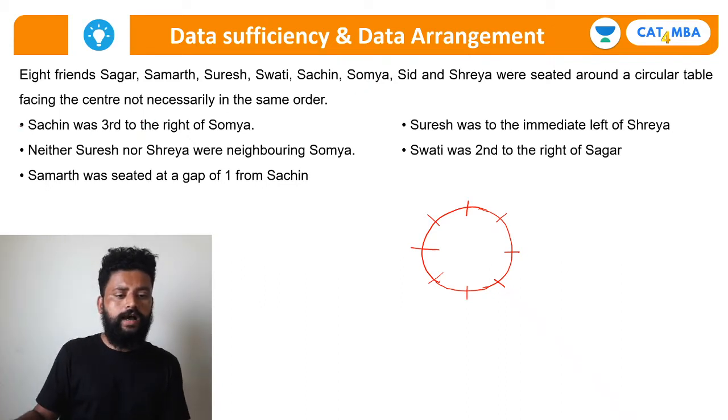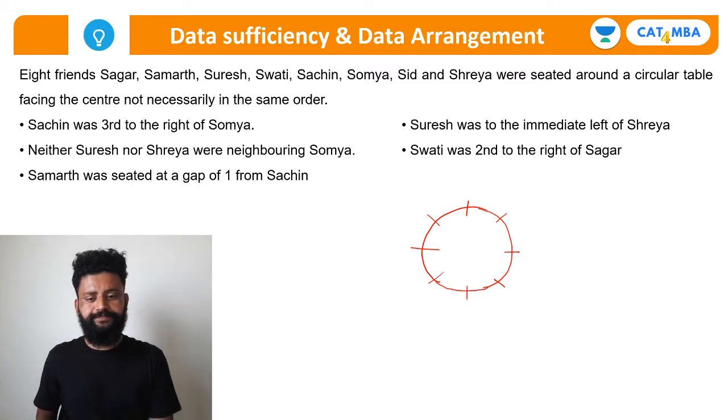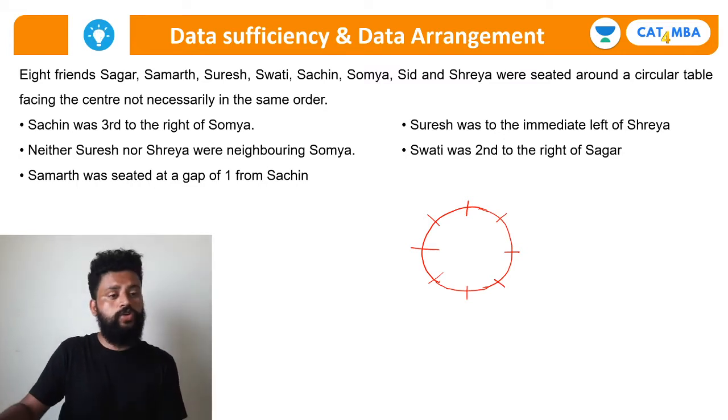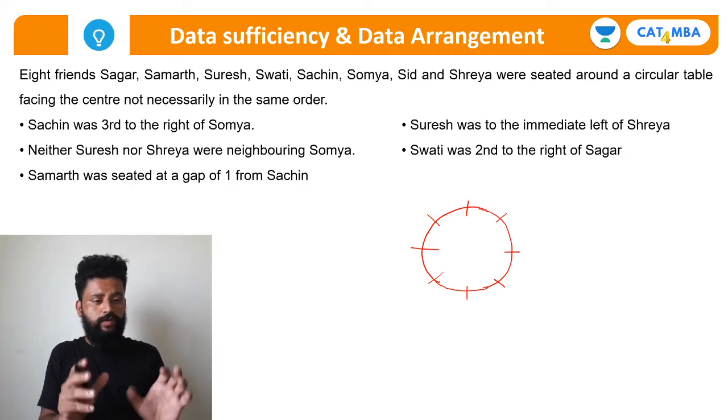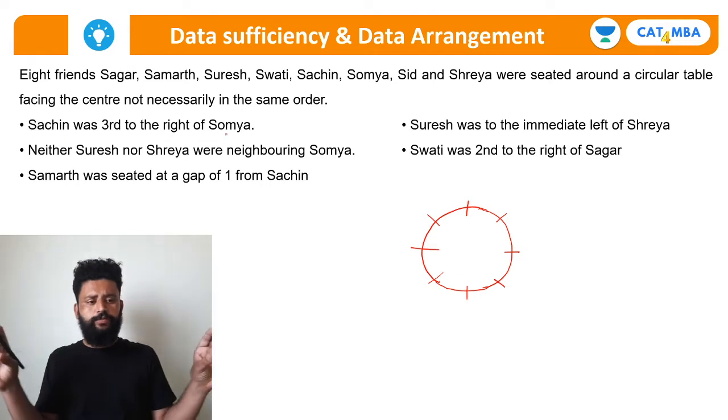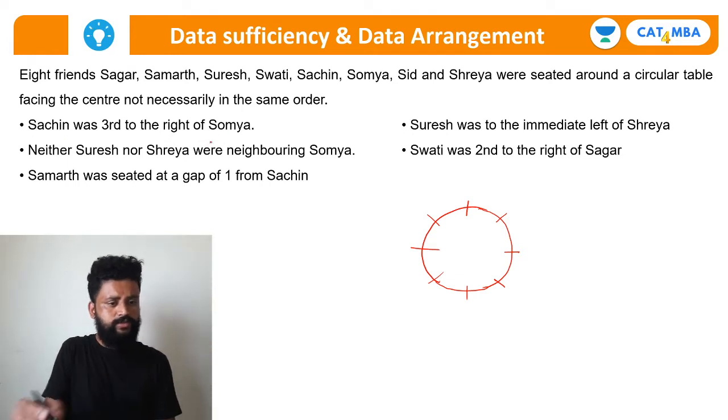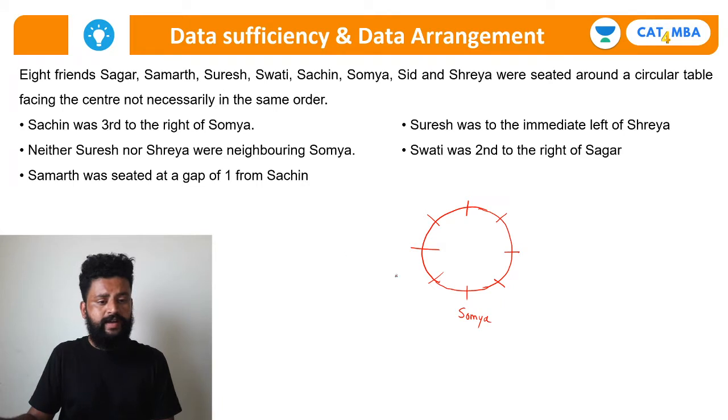Okay, so try to connect the clues. Keep these 5 points in your mind and try to club two at a time. So get the connectivity. Sachin was third to the right of Soumya. We don't know where Soumya is. The first person you can place anywhere you want. So let's say here is Soumya. Sachin was third to the right of Soumya, so 1, 2, 3.